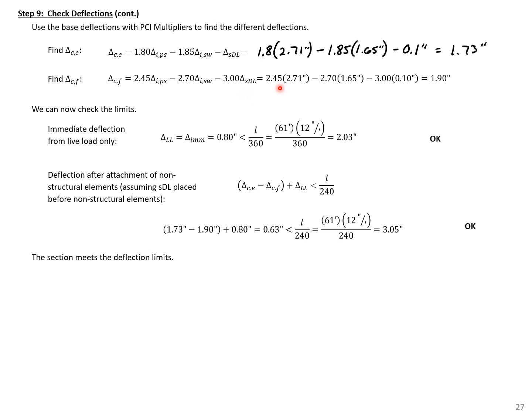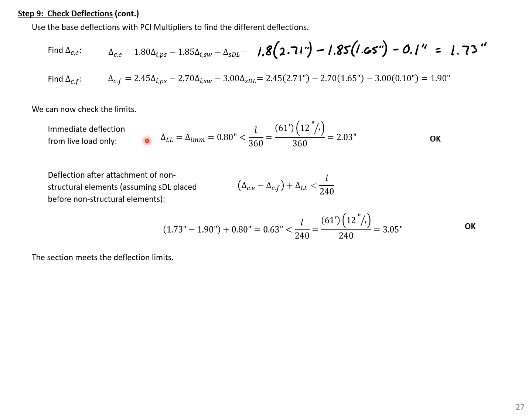The final camber, we can plug in our values into those equations. So 2.45 times our initial pre-stressing deflection, 2.71, minus 2.7 multiplier for our self-weight, so 2.7 times 1.65 inches, and then minus 3 times the deflection from our superimposed dead load, so 3 times 0.1 inches. And that'll give us a final camber of 1.9 inches. And these are both upward deflections.